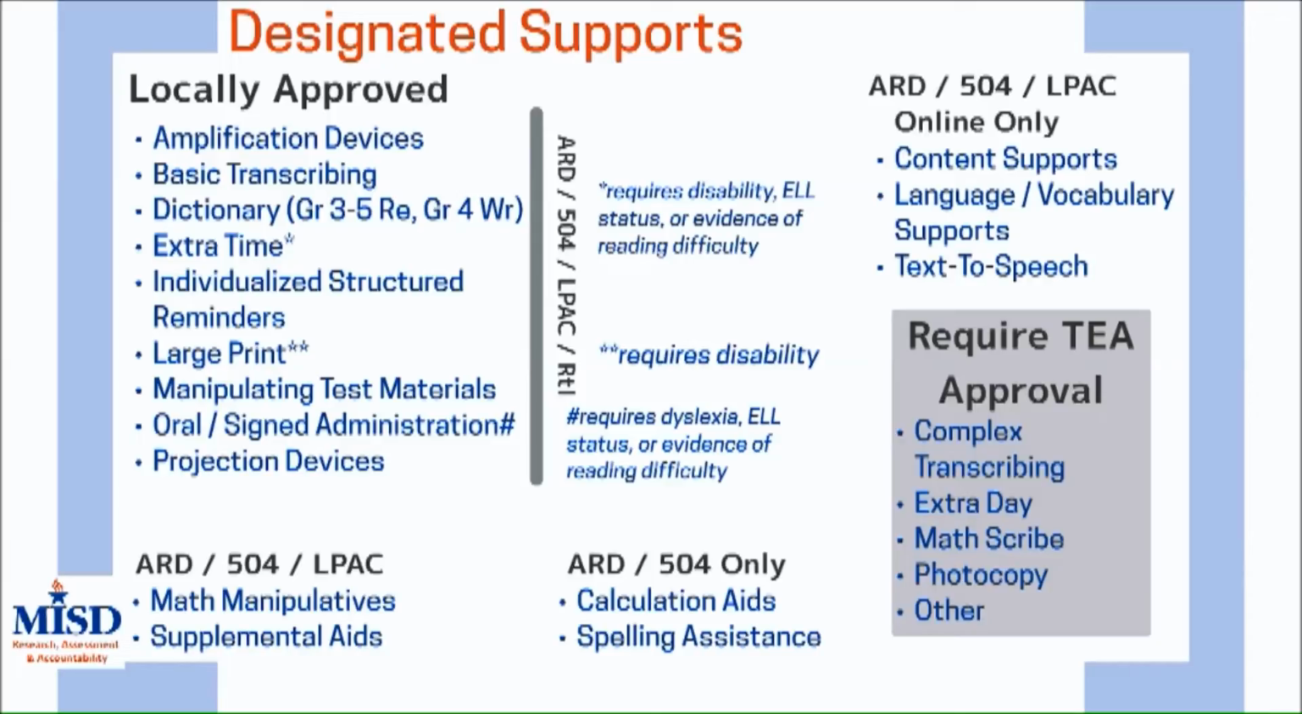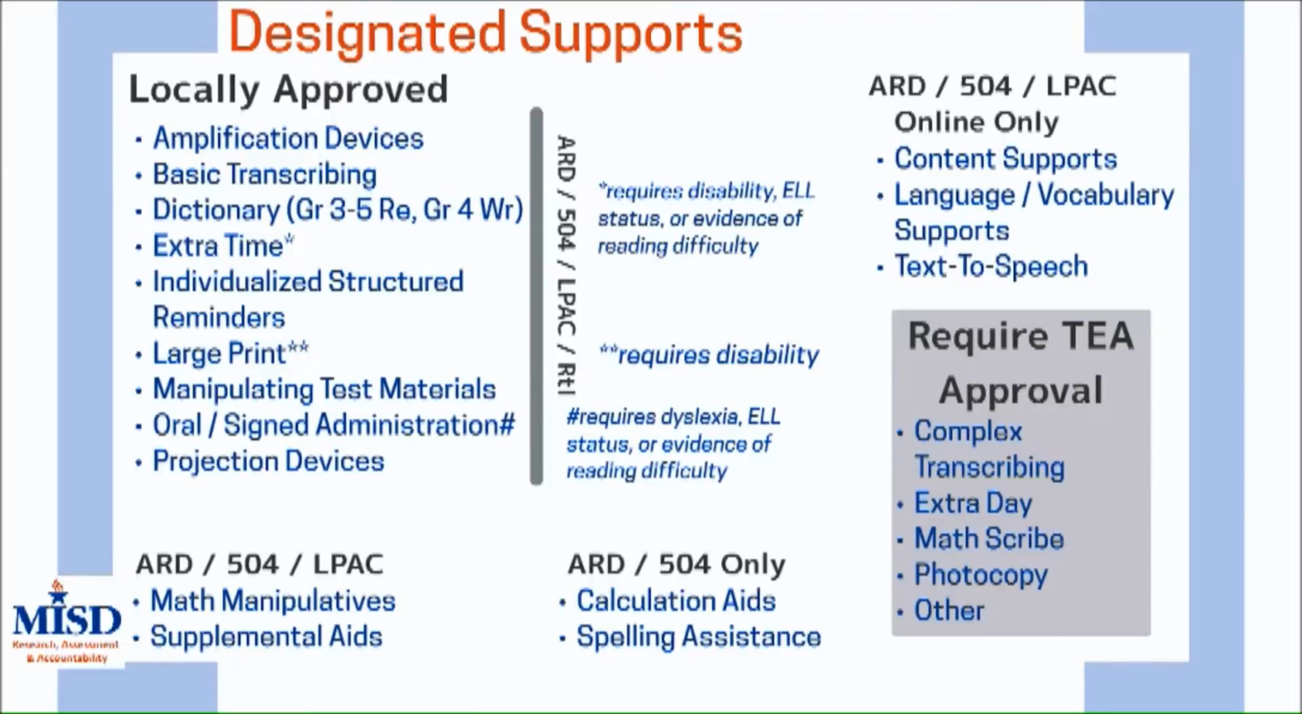Now let's look at the actual supports themselves. Although TEA now uses the term supports instead of accommodations, the title applied to each support for the most part remains the same. Rather than presenting an alphabetical list, this frame categorizes supports based on the determination of eligibility, and it may require a longer look to understand everything.